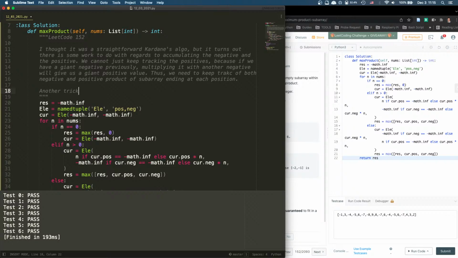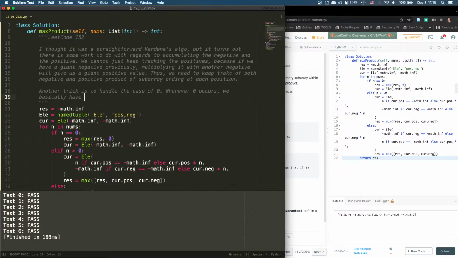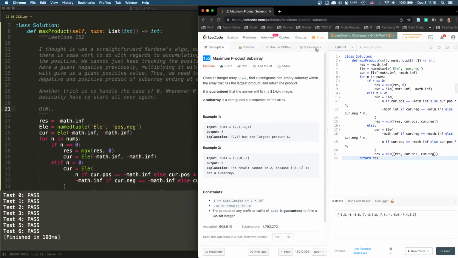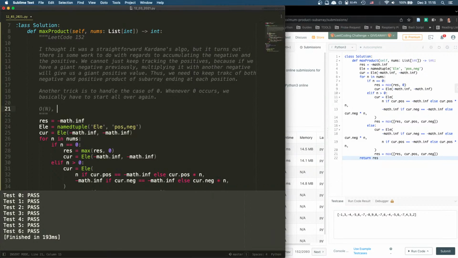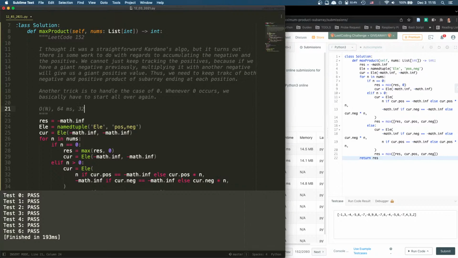Another trick is to handle the case of 0. Whenever 0 occurs, we basically have to start all over again. So this one goes on and it runs in 64 or a 32%.